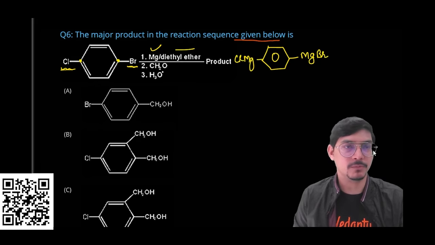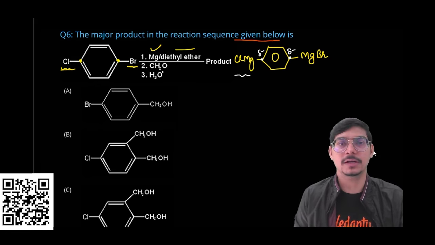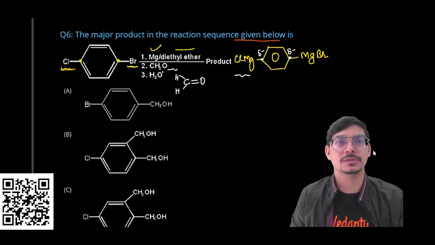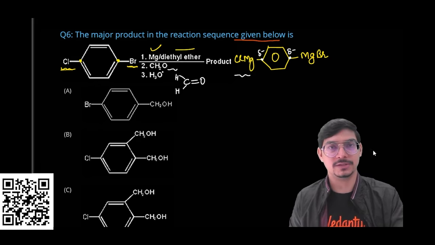Now one important thing happens here: the carbon joined to these MgBr, MgCl have become nucleophilic. So now they have delta negative charge, now they are carbanions. Next, we are reacting this Grignard reagent with CH2O, which has to be formaldehyde. And once again, no information is given as to how much formaldehyde is there, 1 equivalent, 2 equivalent. So we'll assume that there is enough formaldehyde to react with all the reaction sites here.